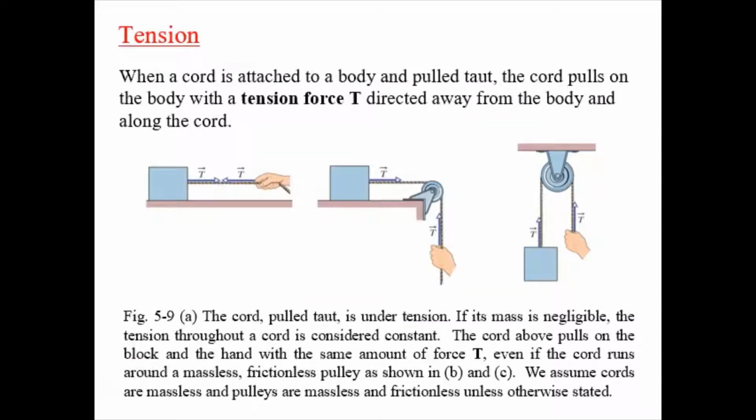Tension forces. When a cord or a string is attached to a body and pulled taut, the cord pulls on the body with a tension force. That's typically what we call it. A lot of times we'll use a T for tension. You don't have to. You can still use an F, since it's still a force, or any other letter you want to name that tension force. But it's what we call a tension force, and it's directed away from the body along the cord.